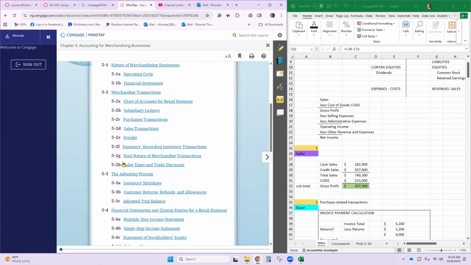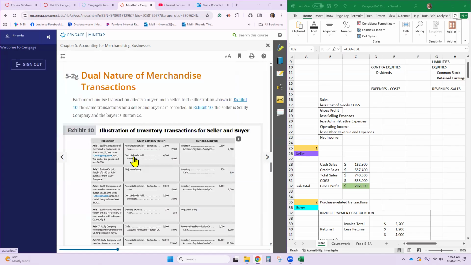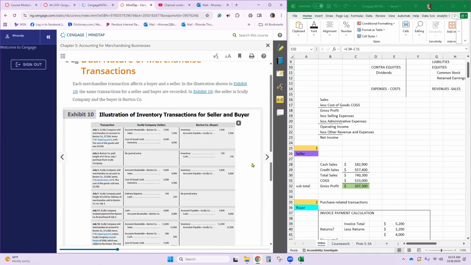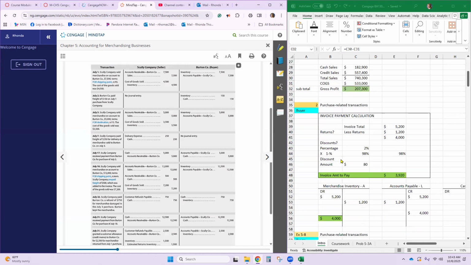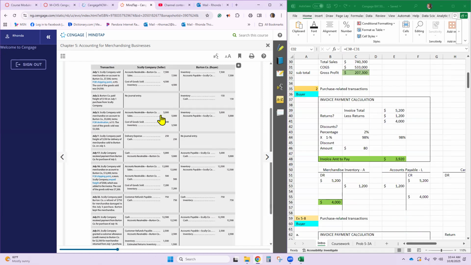Okay, there it is, dual nature. This, like I said, is a very good exhibit, exhibit 10, and I gave you a copy. So we're going to be following this column, right? Okay, so don't worry about the shipping point thing. We'll get there. But this invoice, let's go ahead and look at this invoice for number 2.